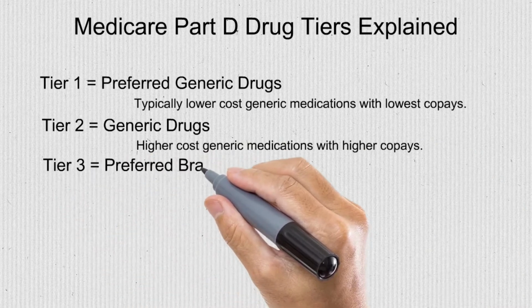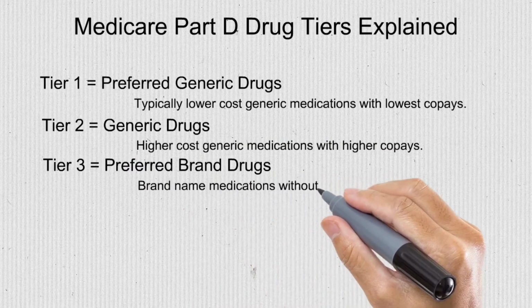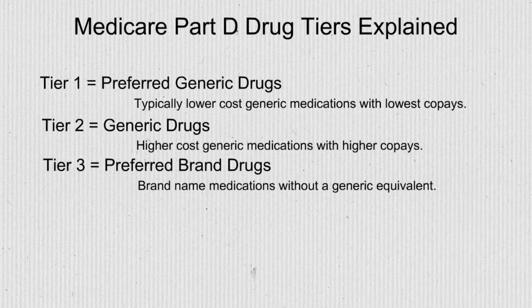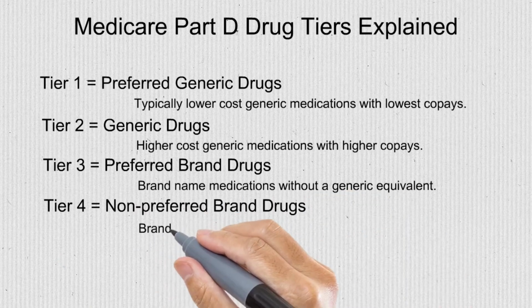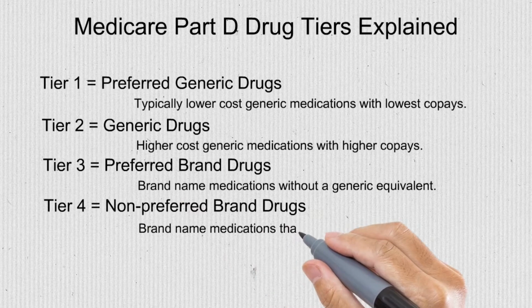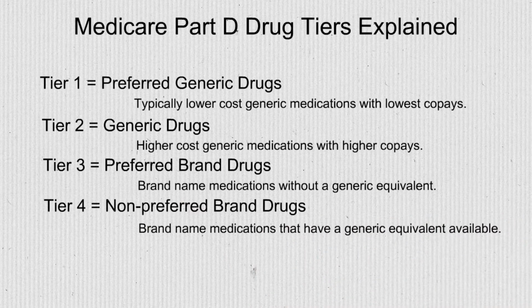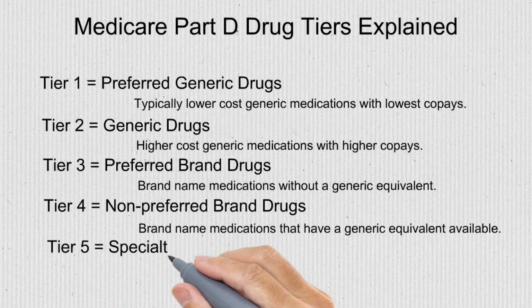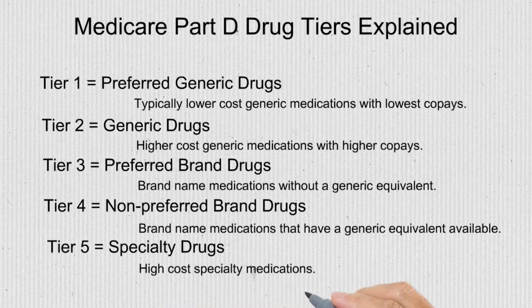Tier 3 is your preferred brand-name drugs. These are brand-name medications without a generic equivalent. Tier 4 is your non-preferred brand drugs, and these are brand name medications that do have a generic equivalent. So if you choose to take the brand name rather than the generic, you'll typically pay more in a copay or coinsurance. Tier 5 is your specialty drugs. These are high-cost specialty medications that are often used for treating things like cancer, MS, ALS, things like that.